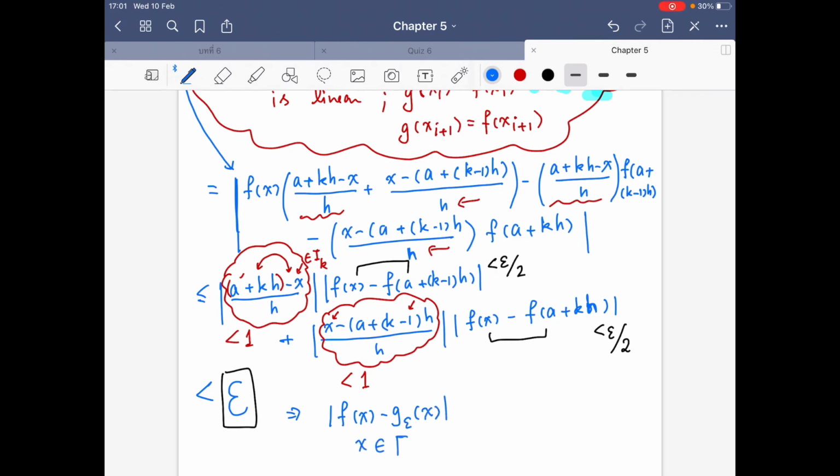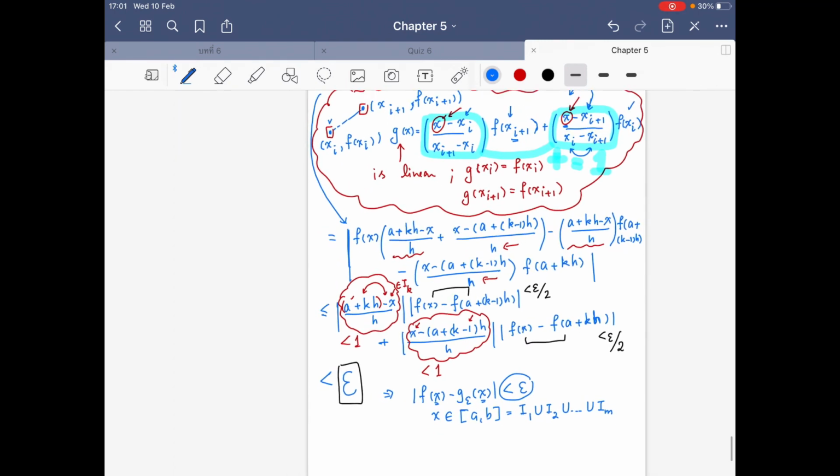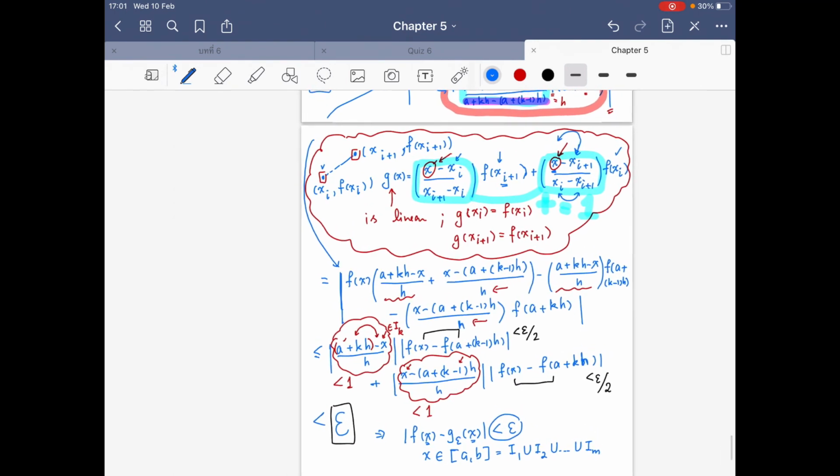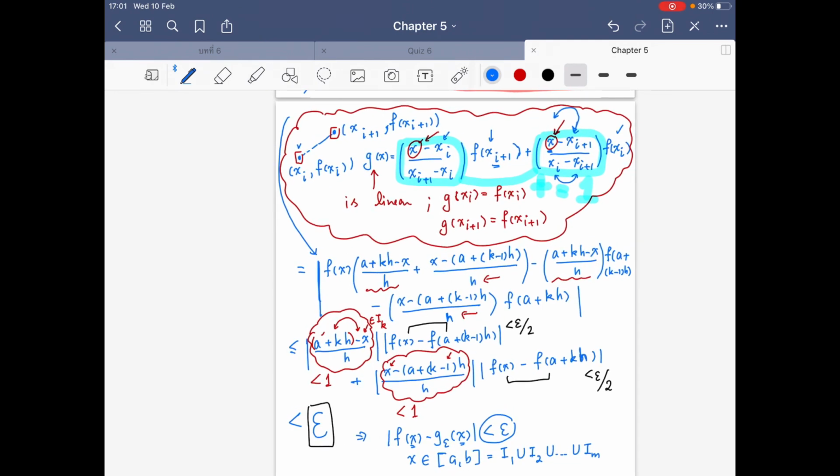So again, if you are looking at the difference of your f and your g less than epsilon for each and every x in the closed interval AB, it is I1 union I2 etc. to IM. So we are going to separate your x into each case, in each of the subintervals. On each subinterval you get the difference less than epsilon. Then for the whole interval AB you get a difference less than epsilon as well. So we have this kind of approximation. Are we all right?